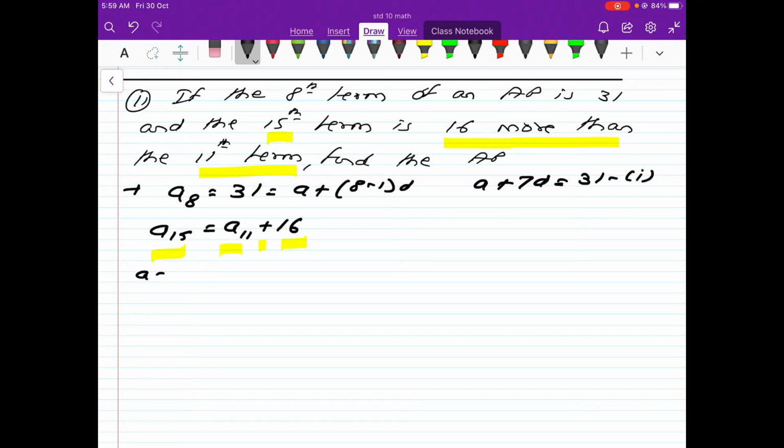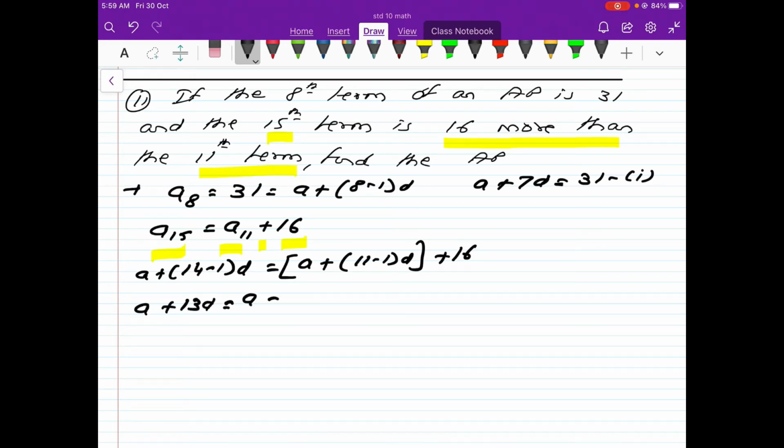A15 means it is nothing but A plus 14 minus 1 D. Similarly, what does A11 mean? So A11 means it is nothing but A plus 11 minus 1 D plus 16. So we start opening the brackets. This will be A plus 13D is equal to A plus 10D plus 16.